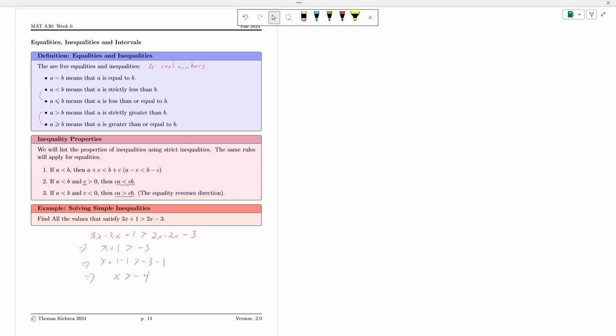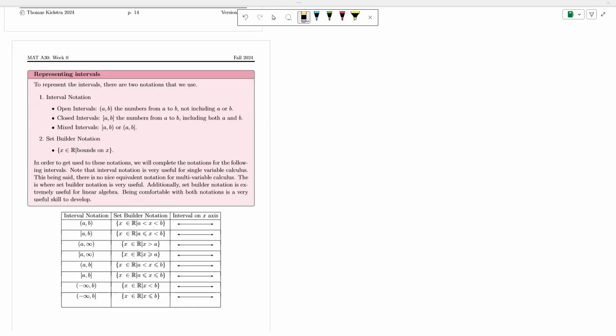So how could I represent this using set builder notation? Well, it would be x in the real numbers such that x is greater than minus 4. But there are 2 ways we typically represent these intervals. This is set builder notation. But we also have something called interval notation. Set builder notation we've discussed before. We use curly braces to define our set, and then we have our object and our bounds on the object, or our constraints.